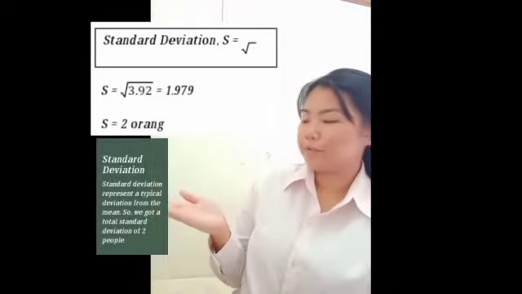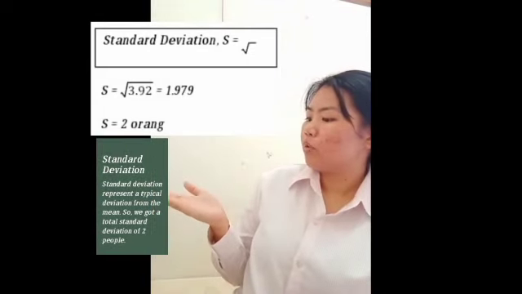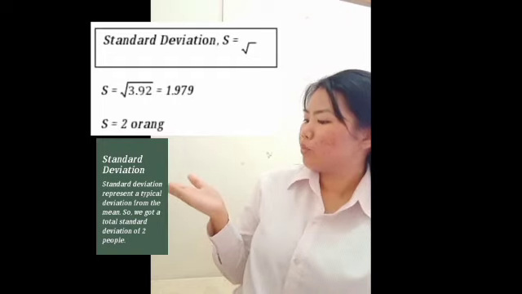Last but not least, this is the standard deviation calculation. Standard deviation represents a typical deviation from the mean. So we got a total standard deviation of 2 people.